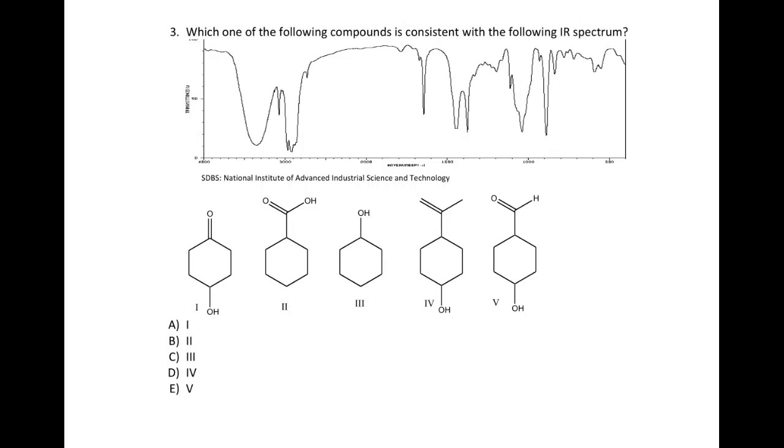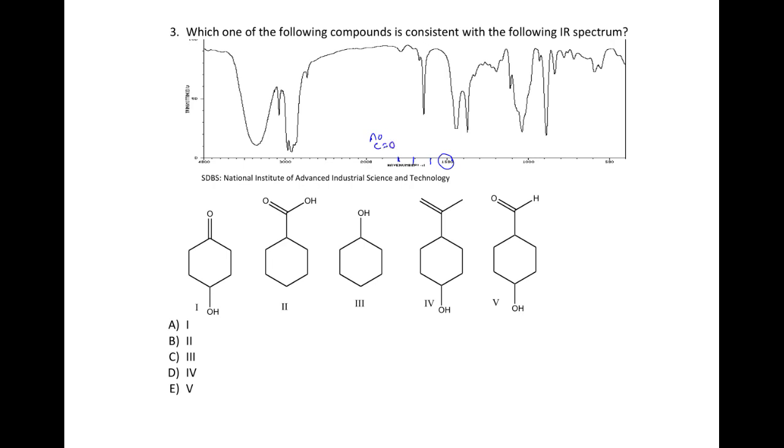Let's take a look at question 3 here. It says, which one of the following compounds is consistent with the following infrared spectrum? So the first thing I would do is draw a line around 1700. So this is 1500 and here circled. So this is 1700. The first thing I can see is that I have no carbonyl stretching.